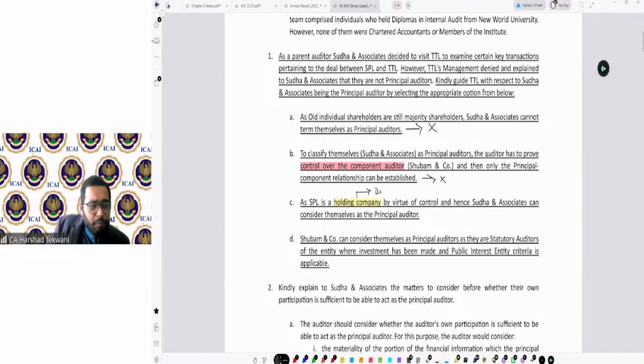This denotes inclusion of financial information. So as of now, I can say this is appearing good. Last one, Sudha and Associates can consider themselves as the principal auditor as they are statutory auditor of the entity where investment has been made and the public interest entity criteria is applicable. Again, we never discussed any such criteria, public interest entity criteria. So this is also not correct. So the correct option is C.